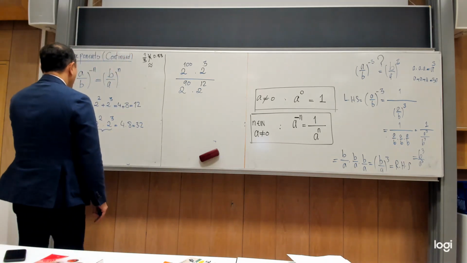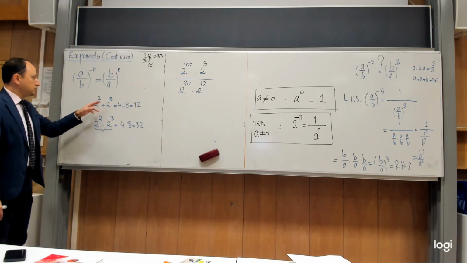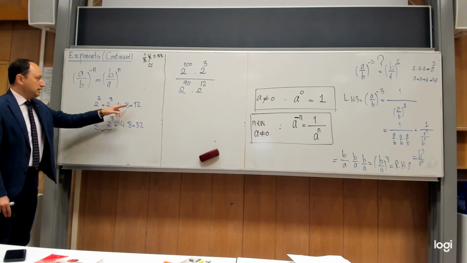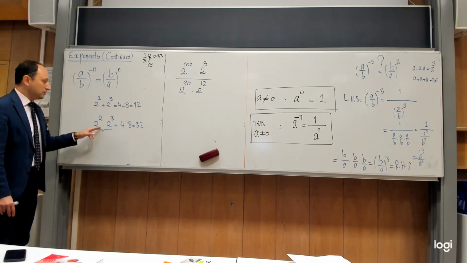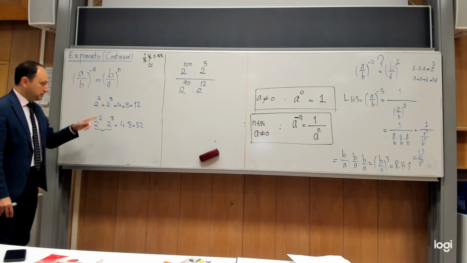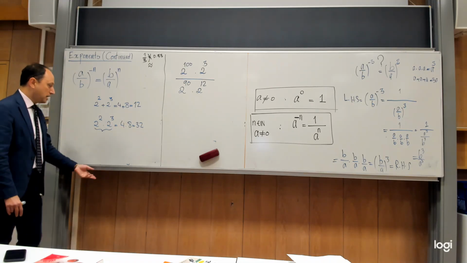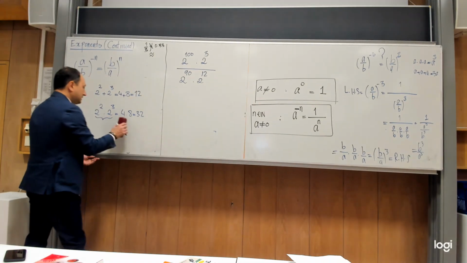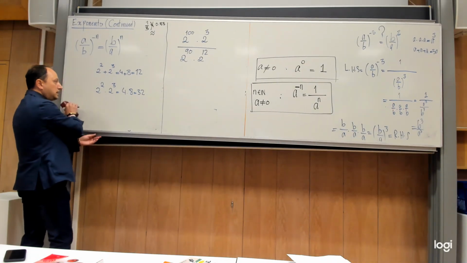So here, 2 to the power of 2 plus 2 to the power of 3, we calculated is 12. If I ask you to calculate or evaluate this, you answer me this. But do you think that I can set up a rule here?